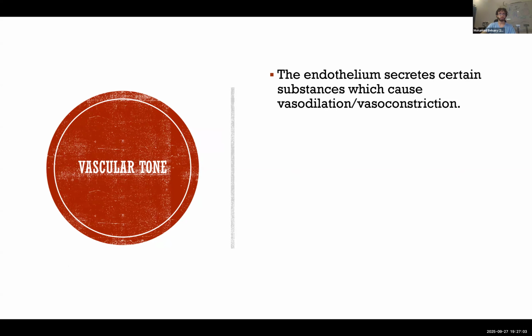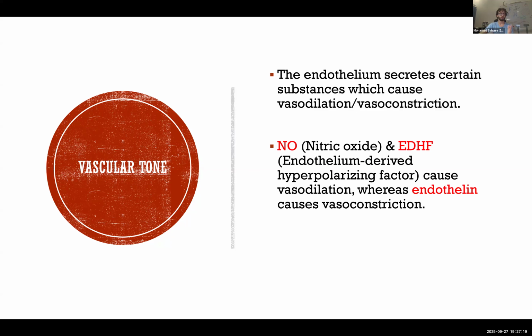Vascular tone refers to vasodilation or vasoconstriction. The endothelium, if it wants to dilate, will release certain substances that will cause this vasodilation. If it wants to constrict, then it will also release certain substances that will constrict the blood vessel. Okay, depending on when we need to dilate and when we need to constrict.